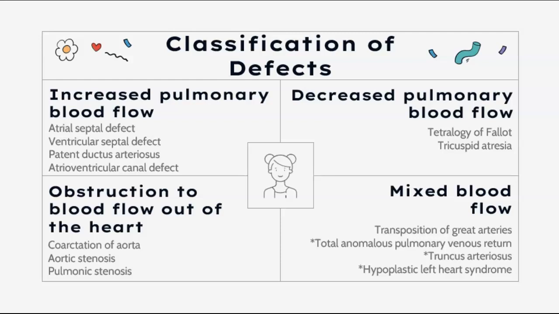Obstruction on the left side of the heart results in heart failure because the blood is backing up into the lungs from the left atrium, and obstruction on the right side of the heart results in cyanosis because the blood is not getting to the lungs.